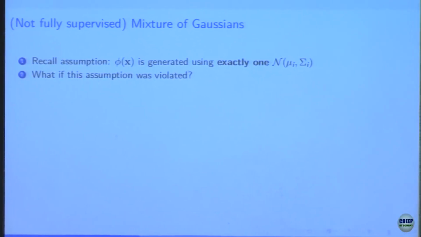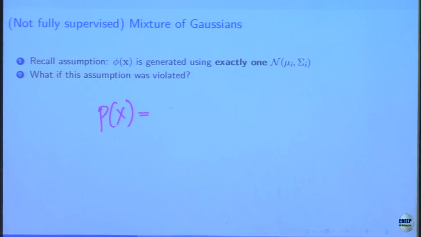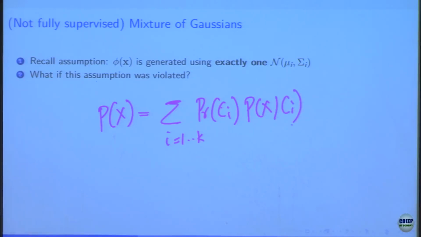So the assumption is violated where phi x is generated not using exactly 1. Your probability of x is a sum over all the classes. So you have k classes of the probability of the class into the probability of x given the class. It's simple, again, just done marginalization, right? Use basic rules of probability. That's all I have. I have the probability of a point. I don't know the probability of x given Ci.